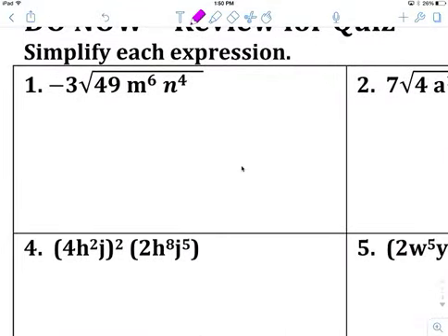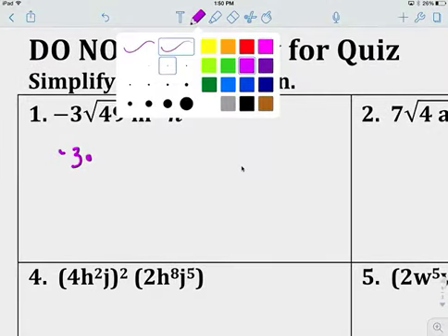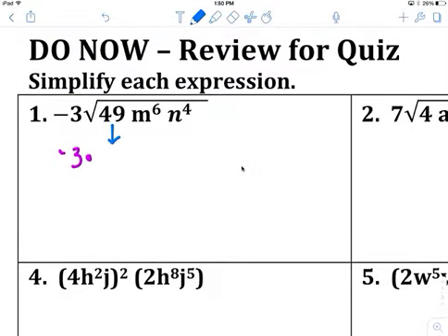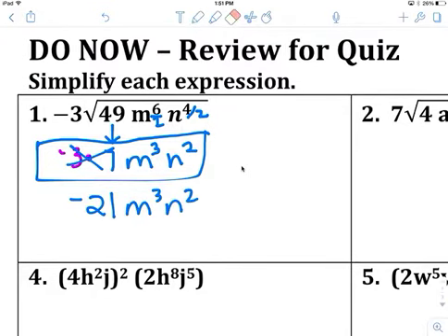Most of you will understand this. This is negative 3 times the square root of 49, which is 7. Okay. Square root of m to the 6th is m to the 3rd. Square root of n to the 4th is n to the 2nd. Nothing remains in there. This would be your answer, but these two can be simplified to negative 21 m cubed n squared. So that's your answer there. I'm going to mark that out.